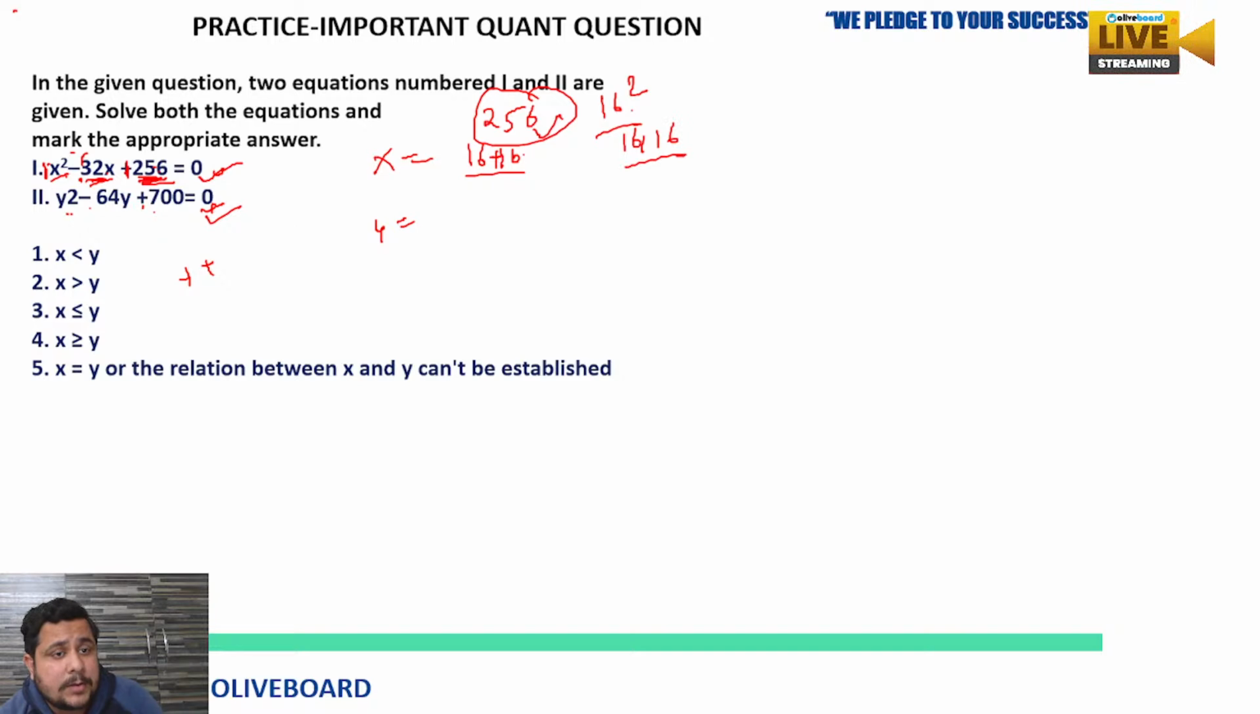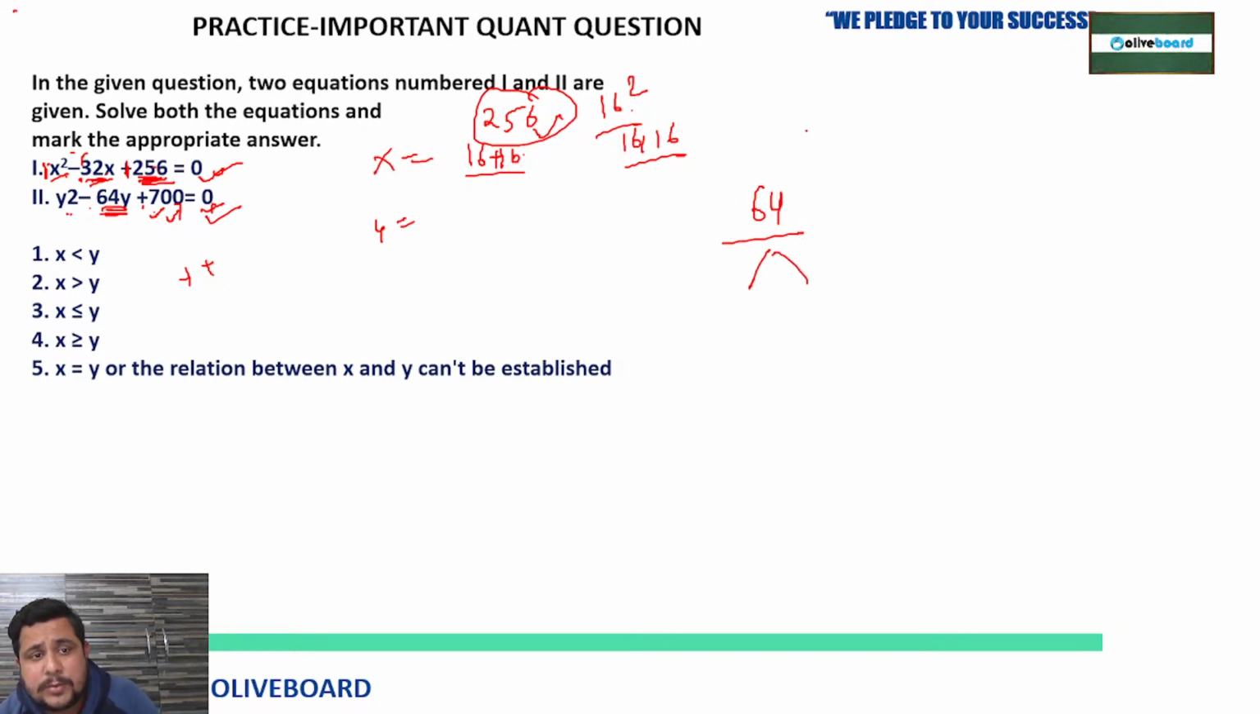Now y square minus 64y plus 700 equal to 0. Here we have to break 64 into two parts, so by multiplication we must get 700, and by addition we must get 64. So what we need to do now is break 64 into two parts.